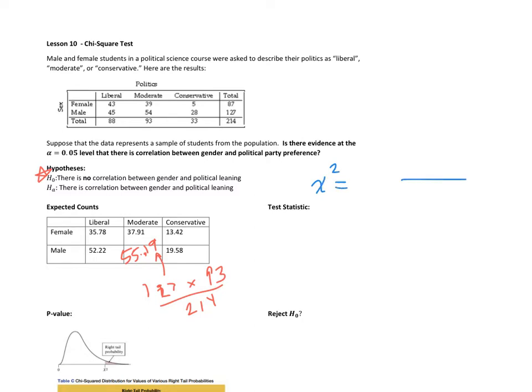And what you do for each of the 6 cells is you take the observed cell count minus the expected, you square it, and you divide by the expected, and then you sum them all up. So for instance, you would take female liberals, 43 of them, subtract off the expected number of female liberals, 35.78, square that number, and then divide by 35.78. You do that same calculation for each of the other 5 cells. And so if you work that out, you should see that the chi-squared value is 11.42. So that's your test statistic, and now of course we need to get a p-value.